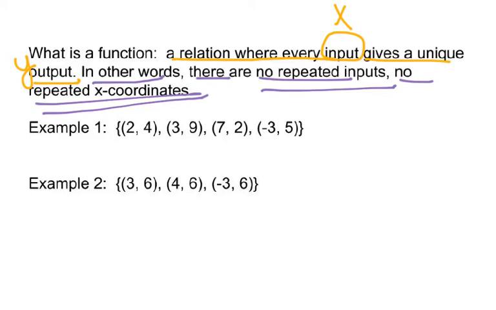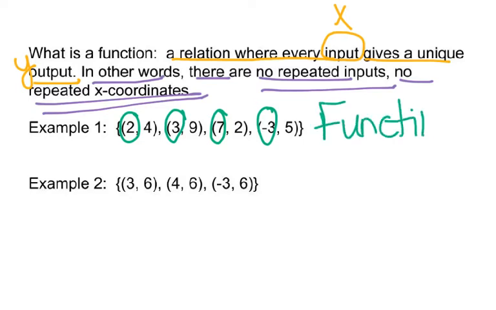Now what we're going to focus on is our x coordinates. 2 is the x coordinate in that ordered pair. 3 is the x coordinate in that ordered pair. 7 is the x coordinate in that ordered pair, and -3. Well, all 4 of those numbers are different. They are unique. So since all of the x values or input values are unique, this is a function.